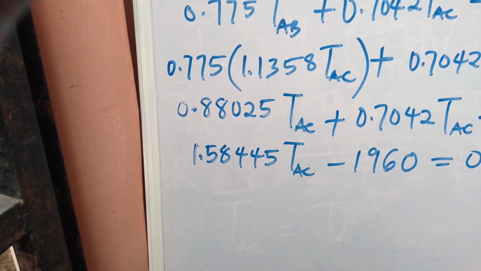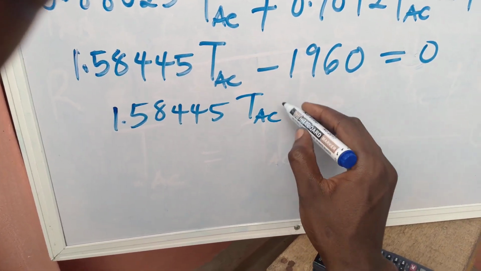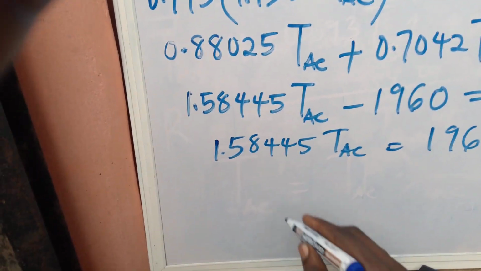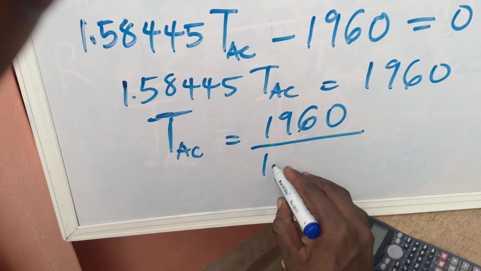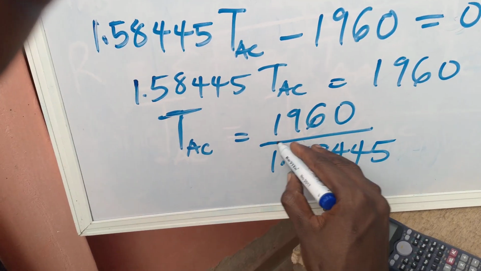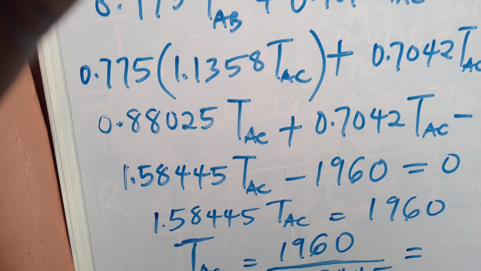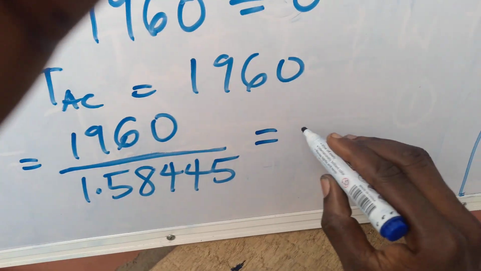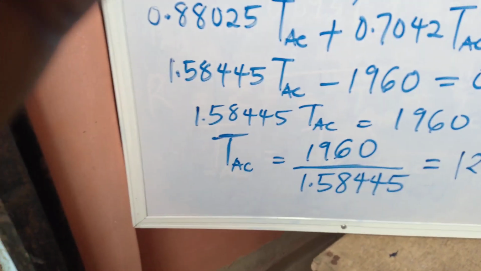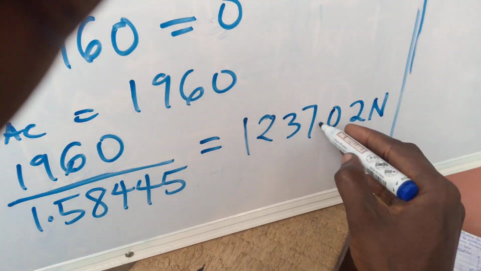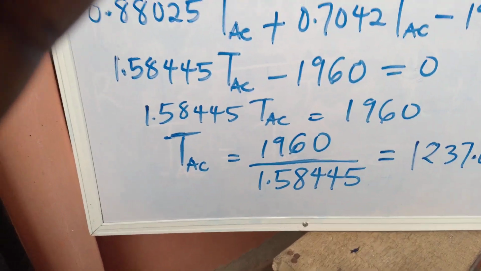Okay, so that is 1.58445 TAC. Okay, so if I divide that now, this is 1.58445 TAC. Carry this one over to this place. That's equal to 1960. If I divide by the coefficient of TAC, I have tension AC. TAC will equal 1960 divided by 1.58445. Alright, and if I divide this, with a calculator, I'll have 1237.02 Newton. Okay, alright, so tension AC is 1237.02 Newton. Alright, so I've gotten that.